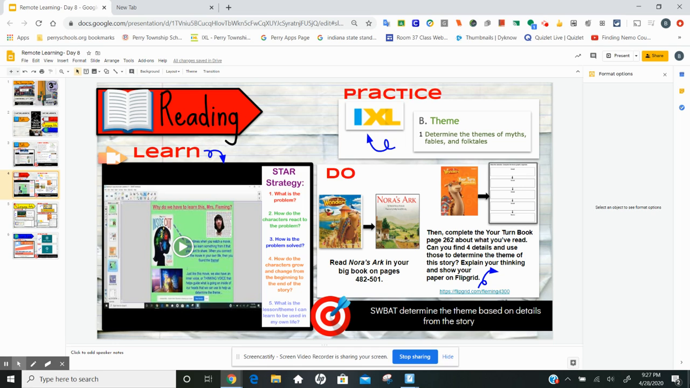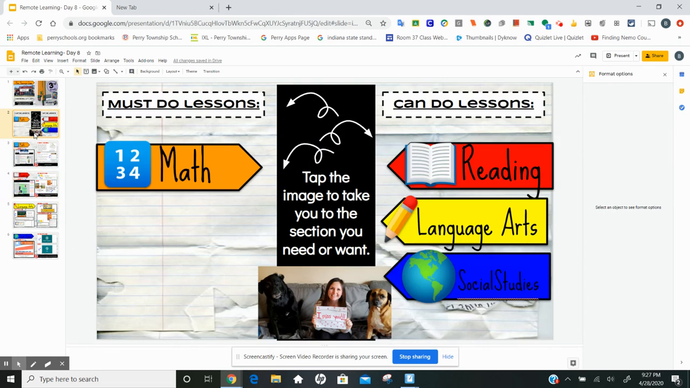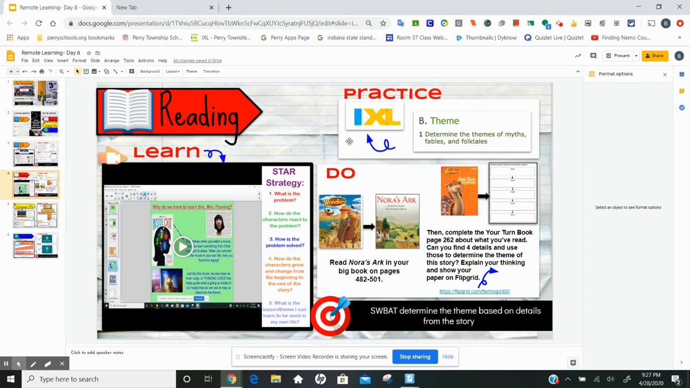Hi guys, so this is our reading today. Remember, today reading is optional. The only thing you have to do today is your math lesson. So reading, language arts, and social studies are all can-do lessons. I hope you choose to do this reading lesson at some point throughout this week because it is a really great story. Today in reading, we are going to be talking about theme again.